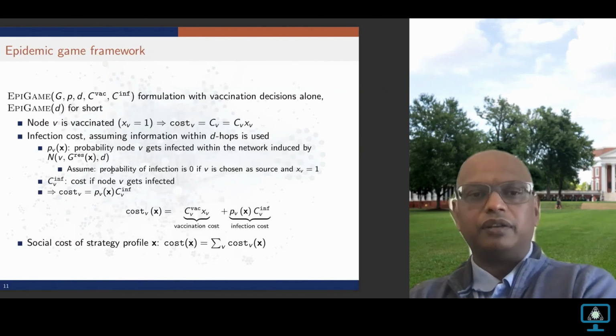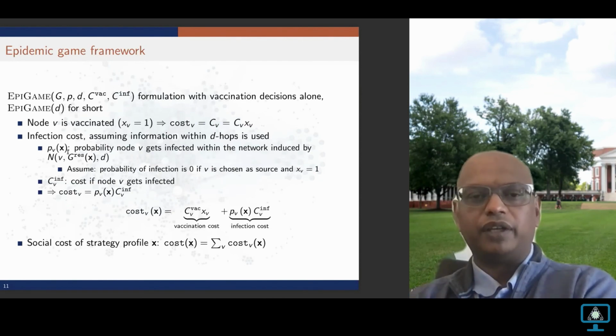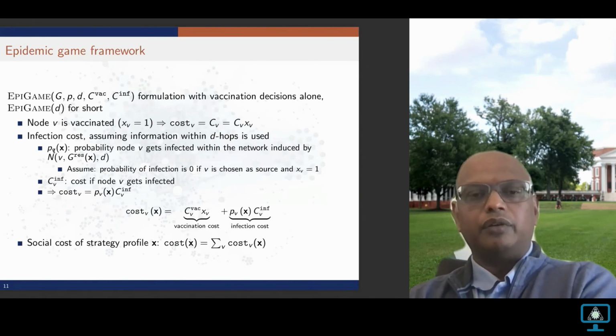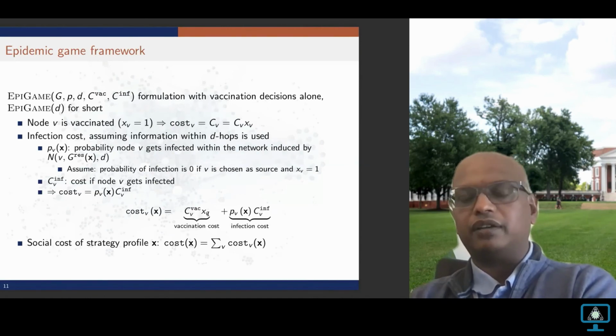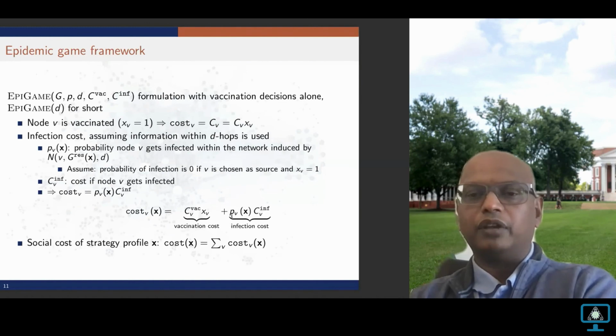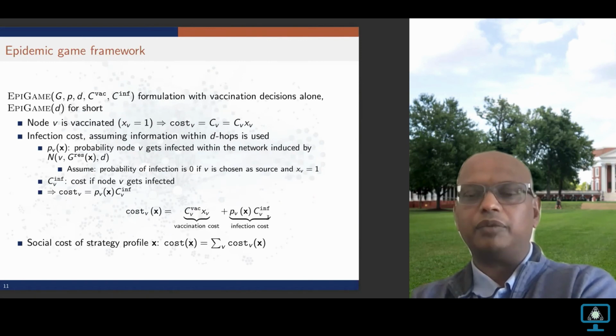Now that we have this notion of the probability that a node gets infected, in this discussion we'll fix a particular D and look at the probability with respect to that. If it gets infected, it incurs some cost C_N, like staying home and the health costs and things like that. The expected cost is its probability times C_N. And so the expected cost for a node is the vaccination cost, C_VAC times X_V, if it is 1, plus the infection cost, the probability that it became sick times the infection cost.